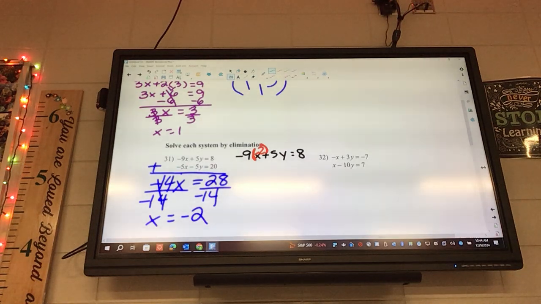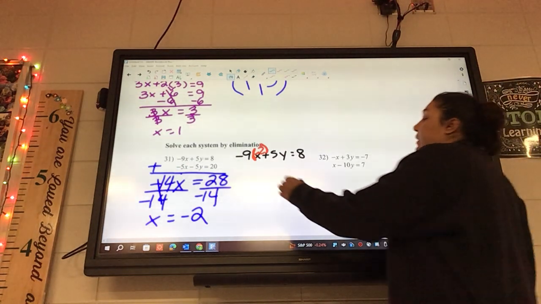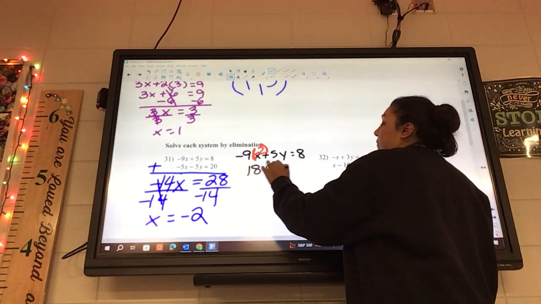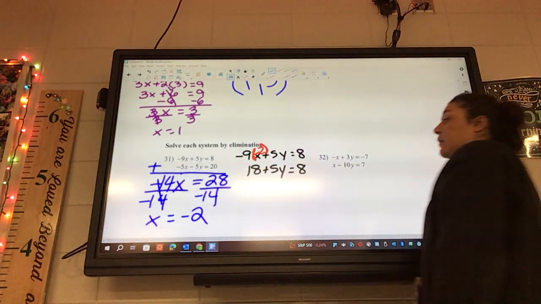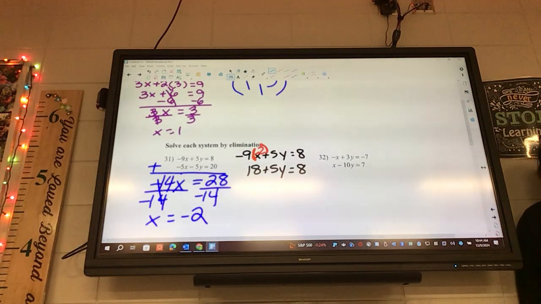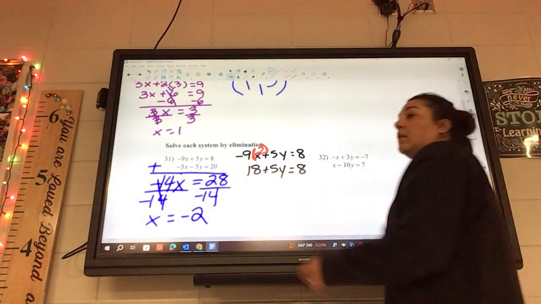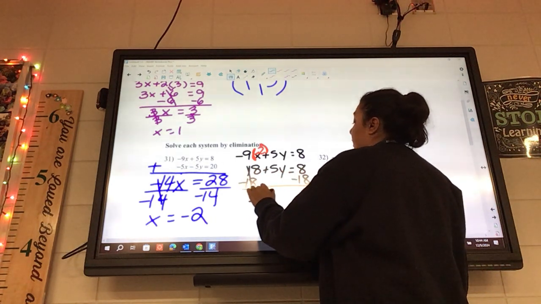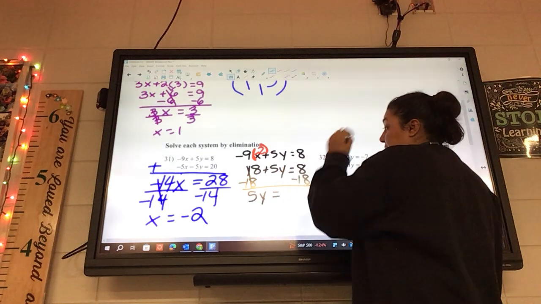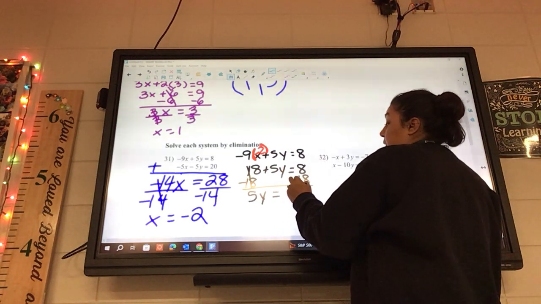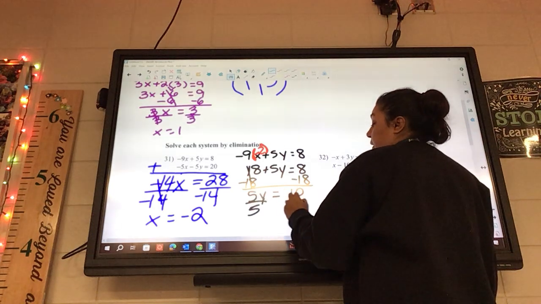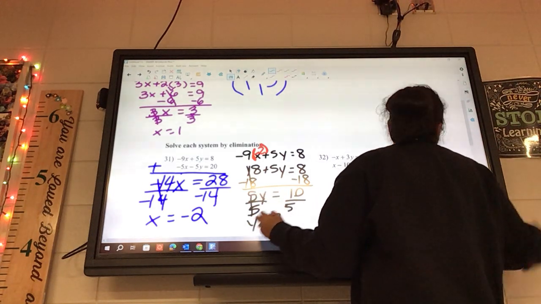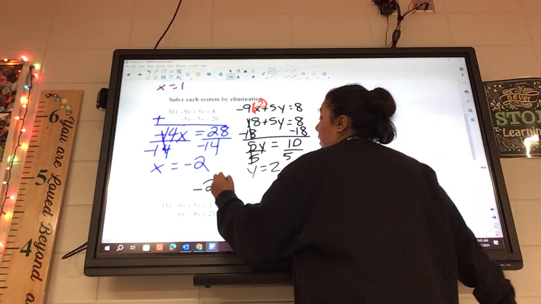Okay, so -9 times -2, positive 18, plus 5y equals 8. Okay, and then what? Minus 18. Okay, so we're gonna get 5y equals 18 minus 8. 10. And then divide by 5. Okay, so it's gonna be -2, 2.